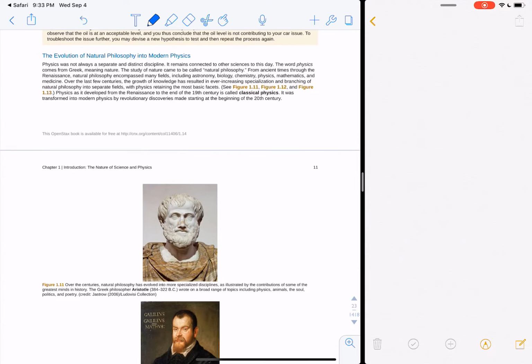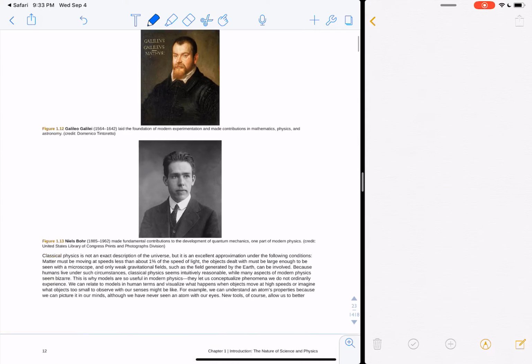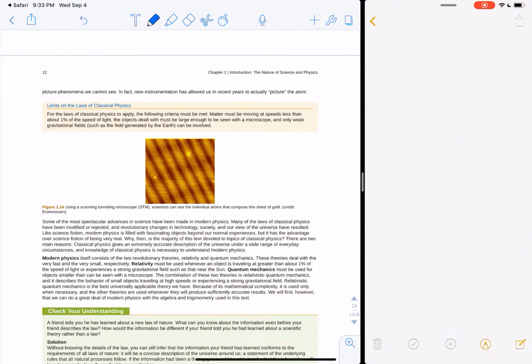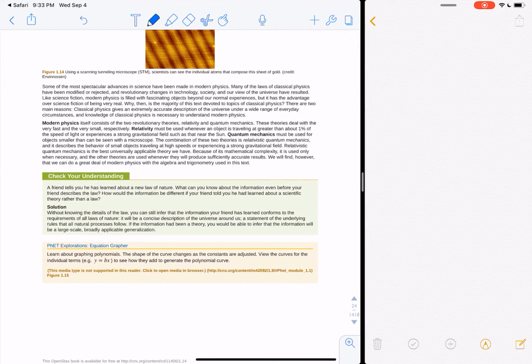So we refer to a period pre-1905 or so as classical physics, and then after that we consider it modern physics. There's some famous people here. Here's a sheet of gold atoms, which is pretty cool. Okay, so you should know that classical physics is mechanics, thermodynamics, things of that nature.